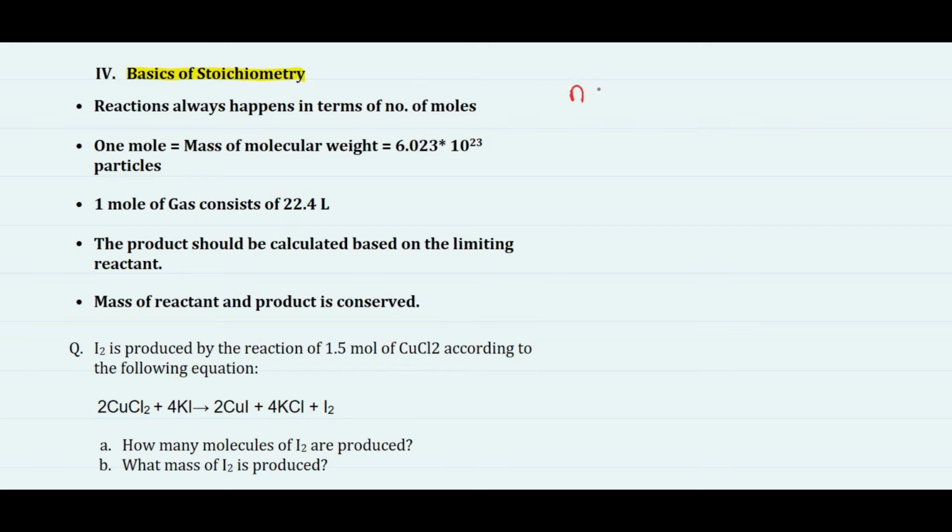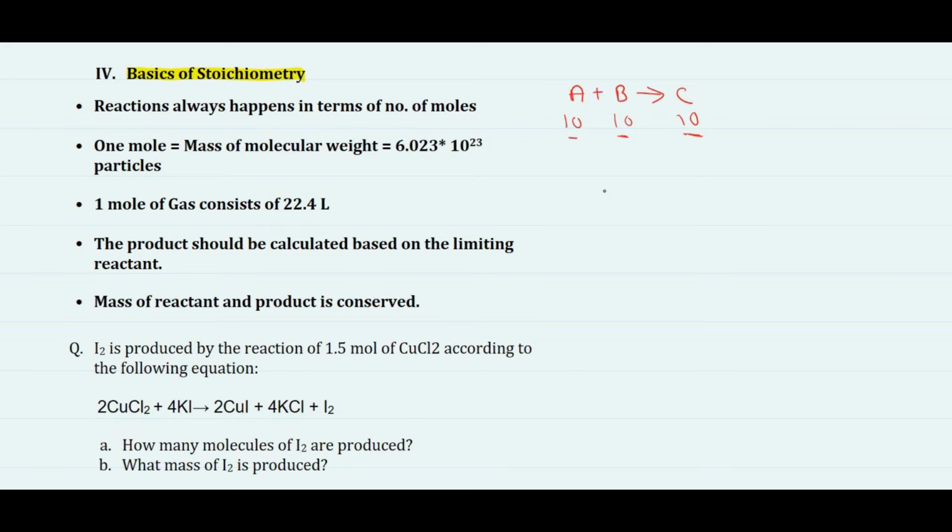For example, A plus B, if it gives C, then we need to understand that 1 mole of A reacts with 1 mole of B to give 1 mole of C. If it is 10 moles, then it needs 10 moles of B to react with A, and it forms 10 moles. So 10 moles of A and 10 moles of B give 10 moles of C.